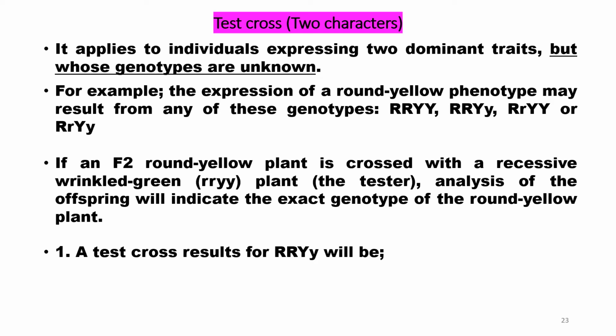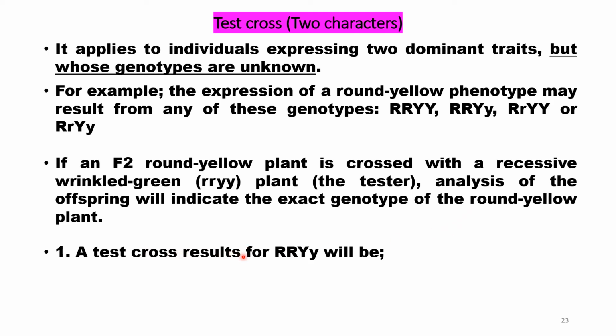So we can also carry out a test cross where 2 different characters are involved. Again, we are trying to ascertain the genotype of an unknown plant or animal. For example, let's take a look at the expression of round yellow phenotype, and this may be represented by any of these genotypes. Any of these will give us round yellow phenotype. So if an F2 round yellow plant is crossed with a tester that is wrinkled and green, the analysis of the offspring will indicate the exact genotype of the round yellow plant.